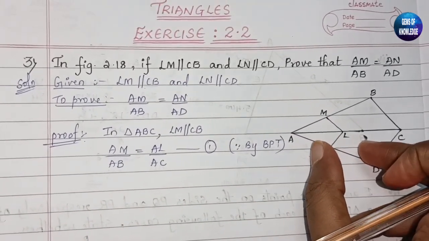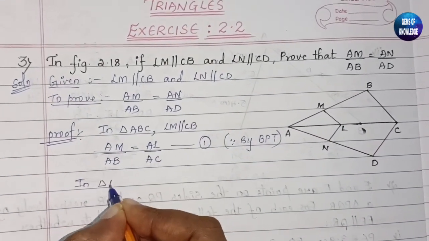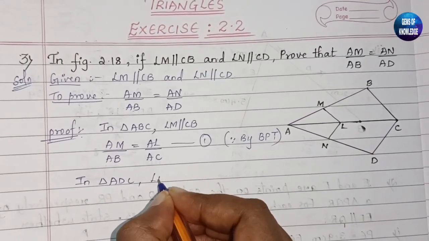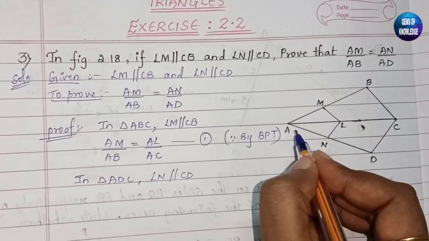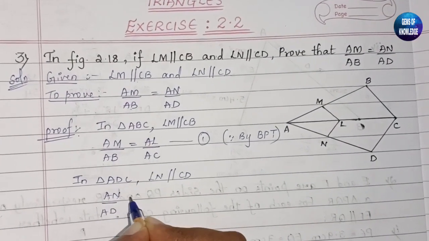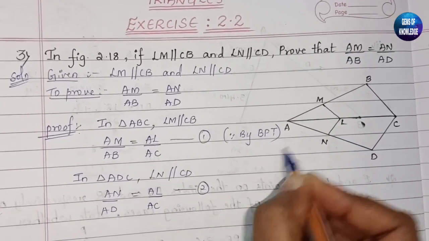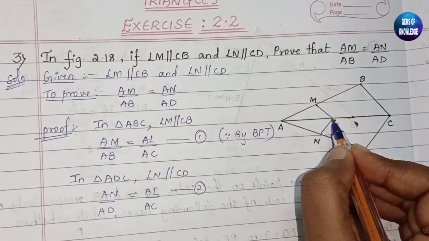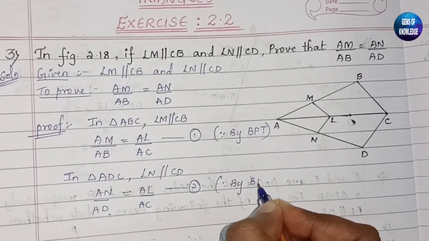Now let us consider the second part of the triangle, that is in triangle ADC. As you can see, we have LN parallel to CD. So we will consider AN divided by ND, which is equal to AL divided by LC, again by BPT. This is equation 2.